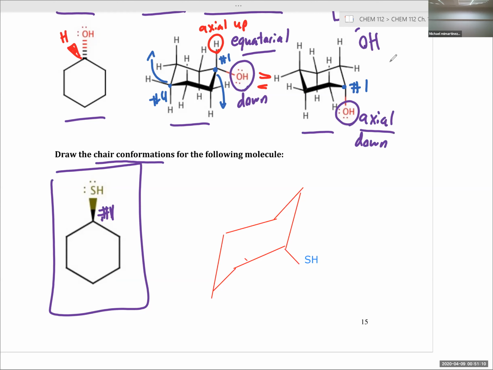And then could you draw the hydrogen as well? Oh, just the hydrogen on the carbon attached to the sulfur. Just this one right here.